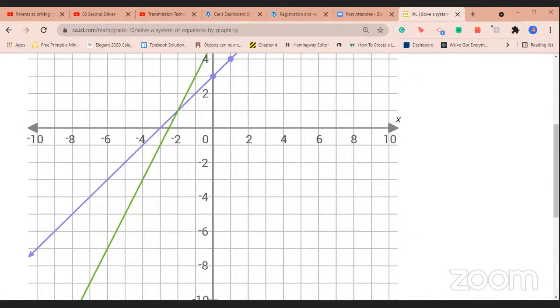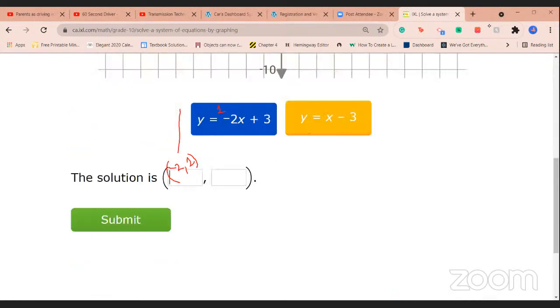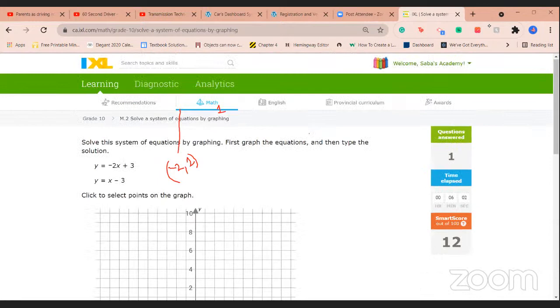-2, 1. Okay, very good. So -2 is our x value, and positive 1 is our y value. So -2, 1 is the answer. So we have -2 and we have 1. Okay, so this was a bit more involved. So let's do another example together.